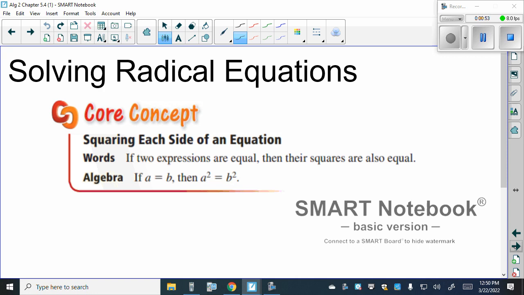If 2 equations or 2 expressions are equal, then if we square both sides, they're still going to be equal. So if a is equal to b, then a squared is equal to b squared. So if we said 2 is equal to 2, well, 2 squared is still going to equal 2 squared. So we can square both sides. That's really all this is saying.